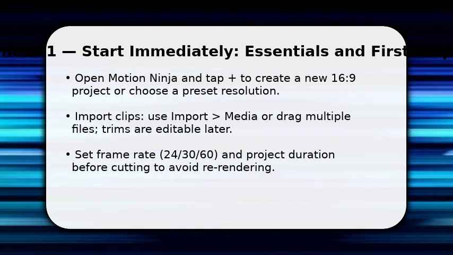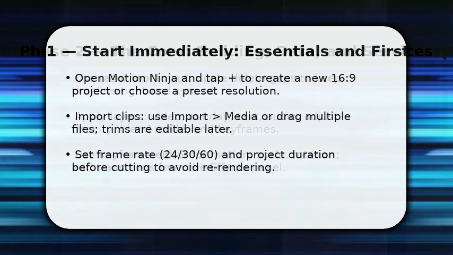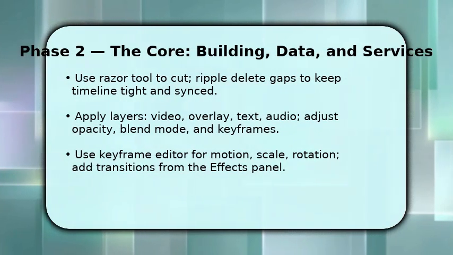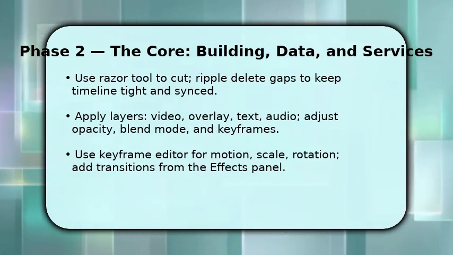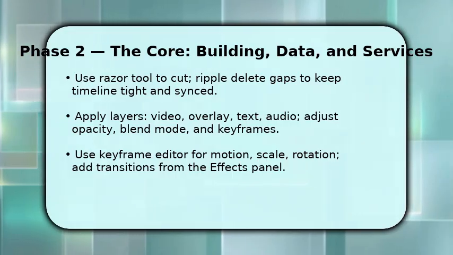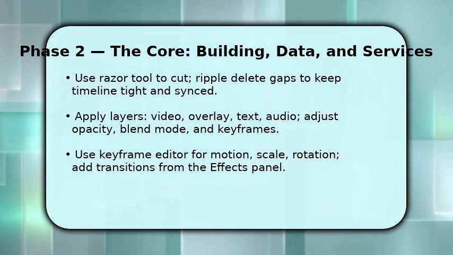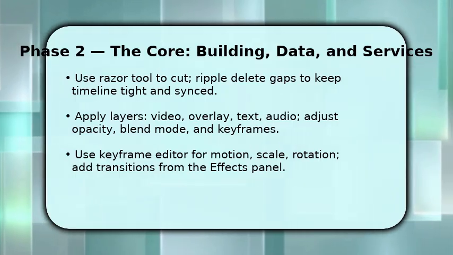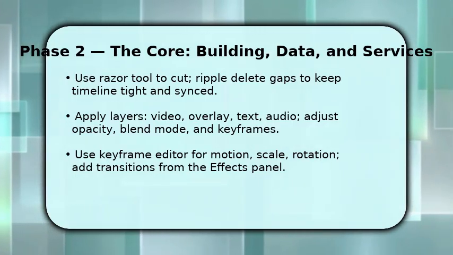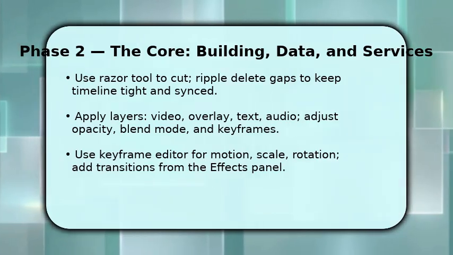Now you move into detailed editing. Use the razor to cut clips precisely and ripple delete gaps so timing stays tight. Layer assets, video, overlay, text, and audio, and set blend modes and opacity to control visibility. Use the keyframe editor to animate position, scale, and rotation. Keyframes let you craft smooth motion rather than abrupt jumps.